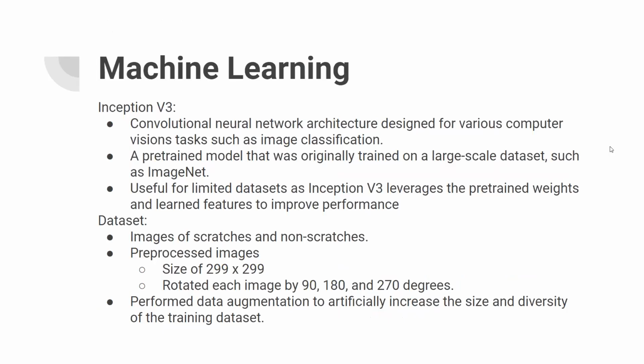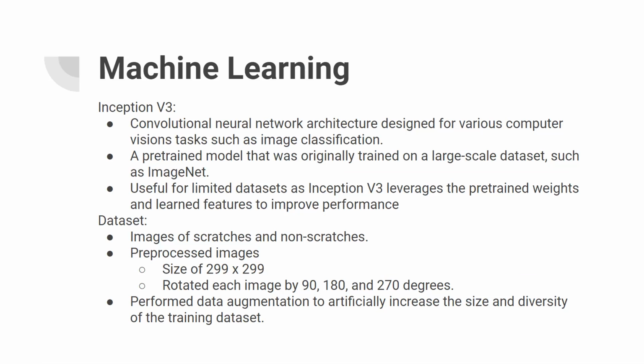For machine learning, we use Inception v3, which is a convolutional neural network designed for computer vision tasks such as image classification. Inception v3 is a pre-trained model that was originally trained on a larger data set such as ImageNet, and this is particularly useful for our application because we have a limited data set. So Inception v3 will leverage the pre-trained weights and learning features to improve the performance.